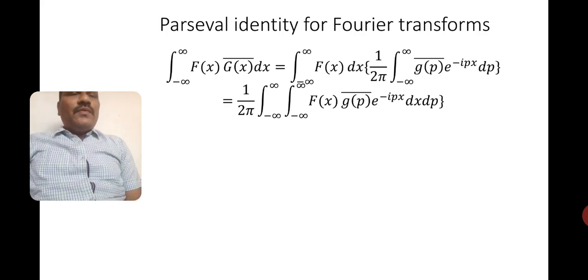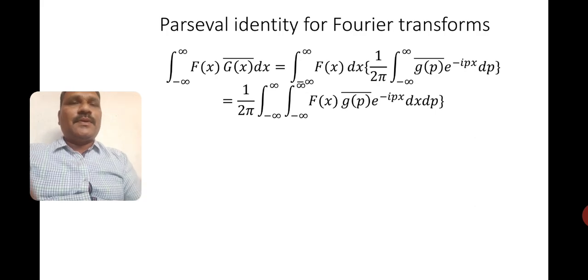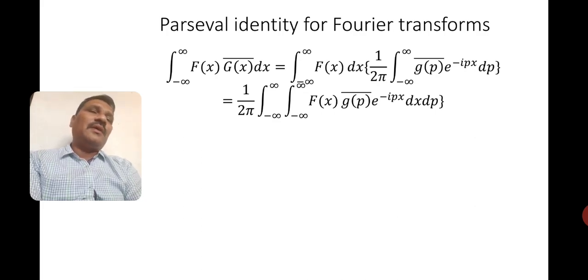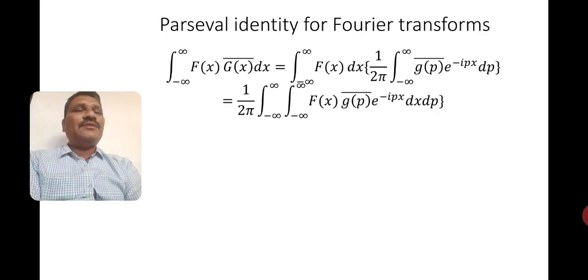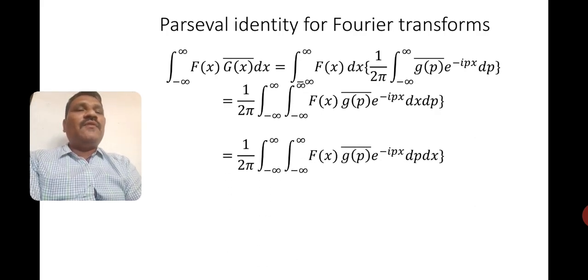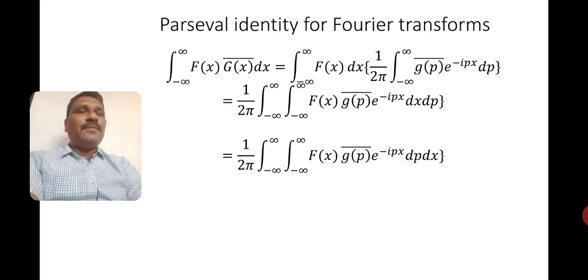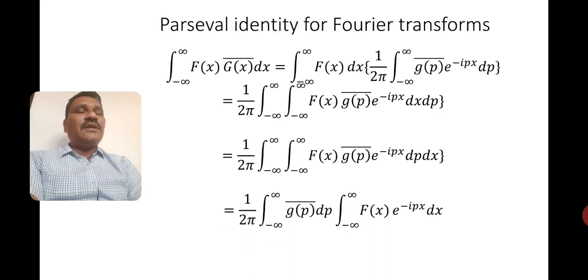What if you want to do first with respect to x, then the resultant with respect to p, right? But if I want to change with respect to p first, then after that with respect to x, I have to change the order. So if you change the order, it looks like this: 1 by 2 pi integral minus infinity to plus infinity, integral minus infinity to plus infinity, capital F of x g bar of p e to the power ipx. Here instead of dx dp I will write dp dx. I have made a change of order of integration.